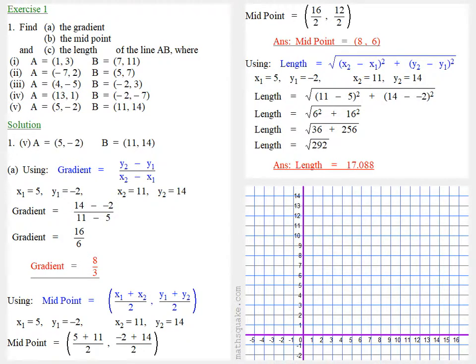Now we can draw a diagram, mark the 2 points A and B, and draw a triangle underneath. And we see the sides are 16 and 6. Now that gives us the gradient is 16 over 6, or 8/3. And we can spot the midpoint, that's (8, 6). Finally, we can measure the length of the line with a ruler, and that comes to about 17.1 centimetres.